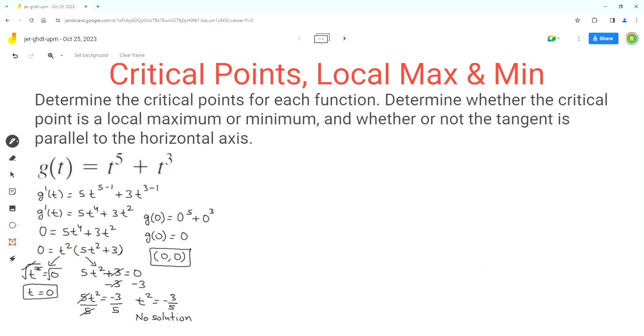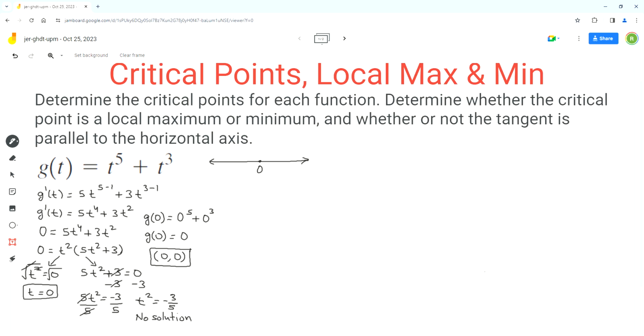Now we have to determine whether this critical point is a local maximum or local minimum, and for that we can use the first derivative test. So we can use the number line method. We can draw a number line and show the critical number on it, 0. This critical number divides the number line into two parts. So we have to check the sign of the derivative of g of t on both sides of this critical number to find whether the function is increasing or decreasing on both sides.